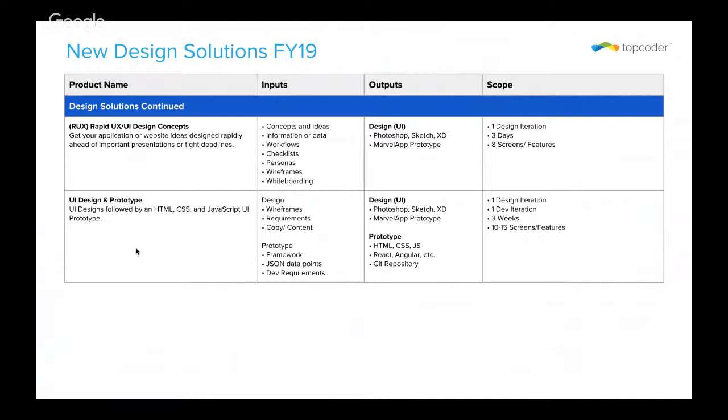And then our last big design solution is UI design and prototype. So again, a UI design followed by a full-on prototype. So this is just a short list of design solutions based on what we've already been producing at Topcoder. This list of design solutions can grow and expand and can be refined based on what we're seeing in the market. But this is what we are initially going out the door with.